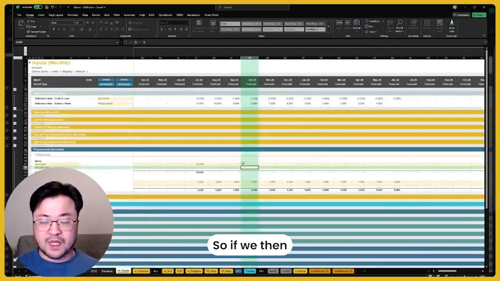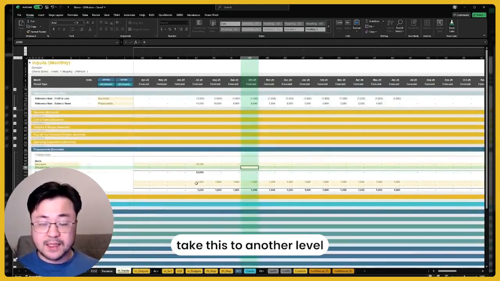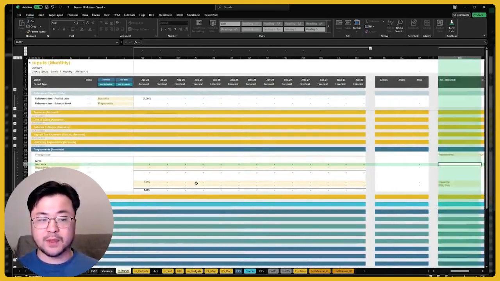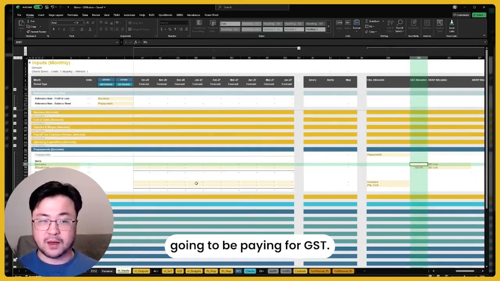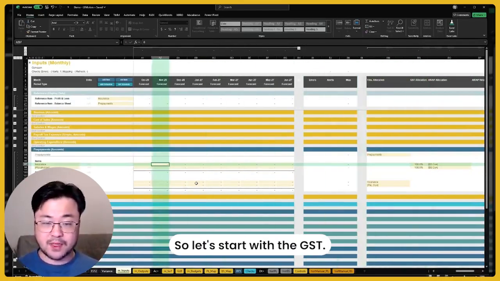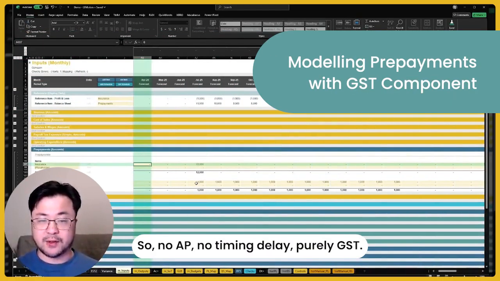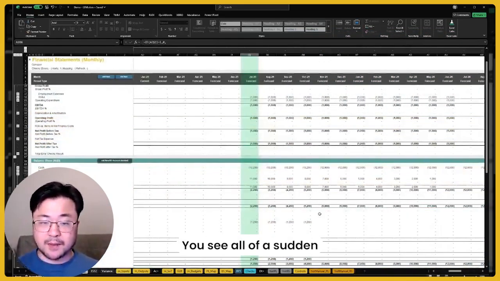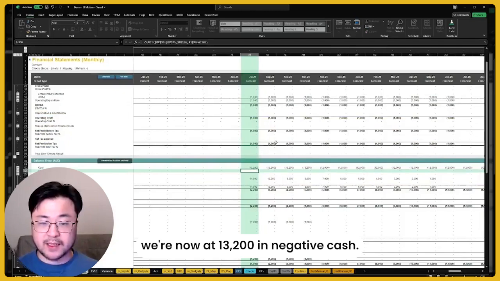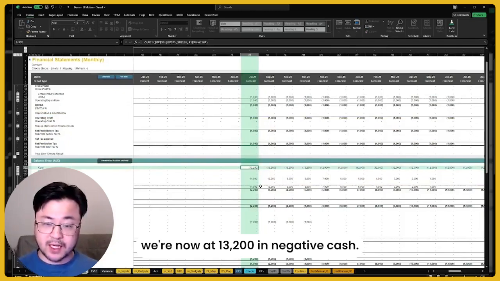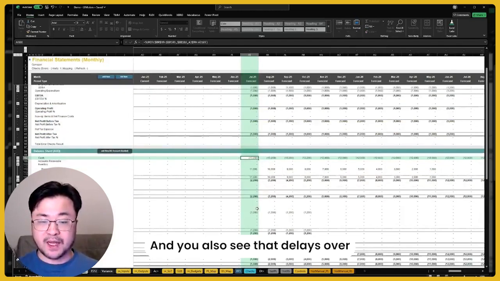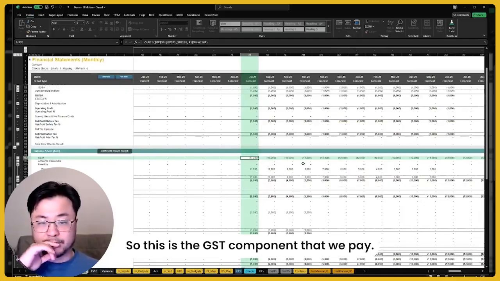So if we then take this another level and go, all right, well, the reality is we're going to be paying for GST. So let's start with the GST side. So no AP, so no timing delay, purely GST. You'll see all of a sudden we're now at 13,200 in negative cash. And you also see that delays over a bit of time. So this is the GST component that we pay.